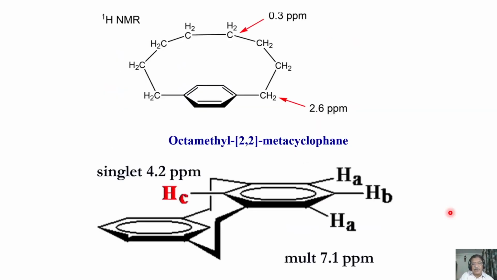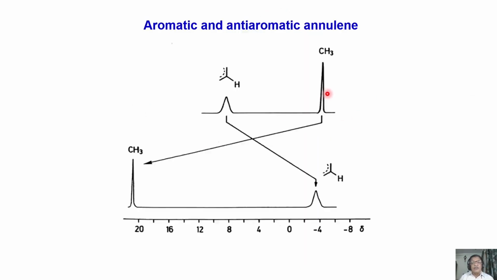Of course, similarly, in another example you can see what happened to the protons which are in the ring plane and above the ring. These two come above the ring and come at 0.3 ppm. These two protons, as far as this ring is concerned, are in the plane and come at 2.6 ppm.